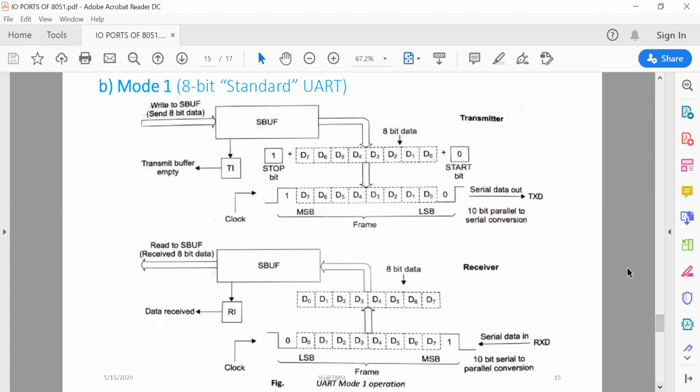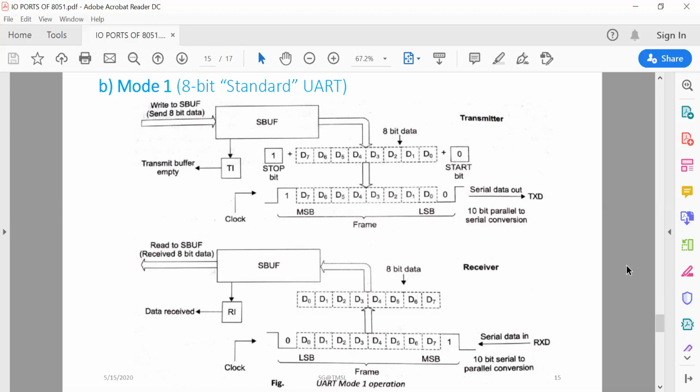In case of mode 1, what happened? So that is for mode 0, and actually mode 0 only performs the synchronous transmission in this case. Only mode 0 is available for synchronous transmission. Other modes like mode 1, mode 2, mode 3, these are available for asynchronous transmission.